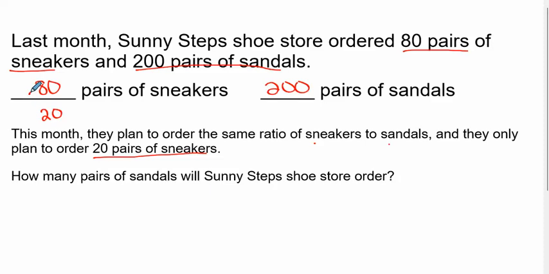So how did I go from 80 to 20? Uh-oh, this time I got smaller, so that means I must be dividing. So I'm dividing by 4. So if I divide this one by 4, that gives me 50. So I need 50 pairs of sandals.